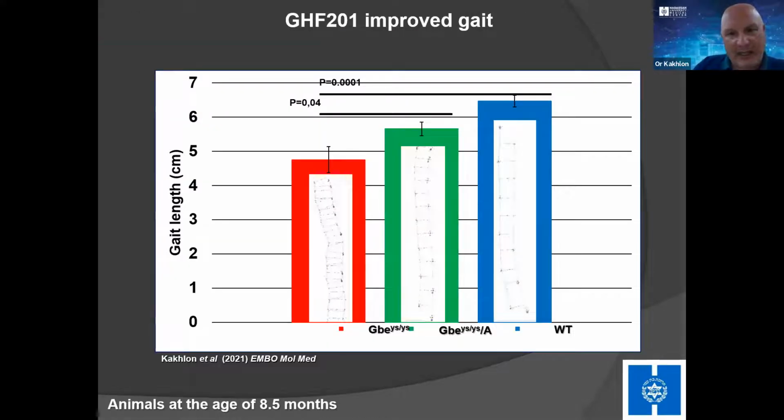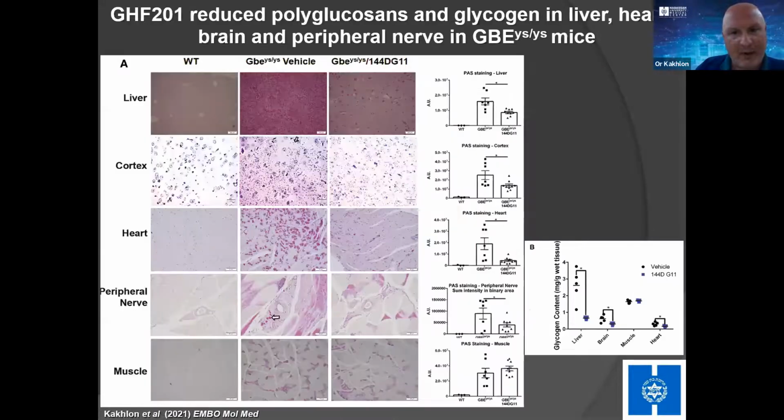Here you see the gait, and you can see that the animal is actually weak, and it has very small steps as compared to wild type. And you can see again a significant improvement in the step size, which means that the muscles are stronger, and of course the gait is closer to wild type after the treatment. So these were actually behavioral or motor parameters.